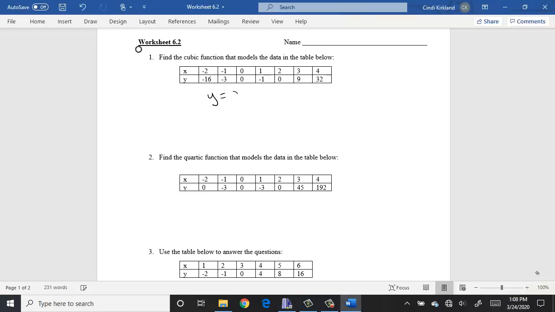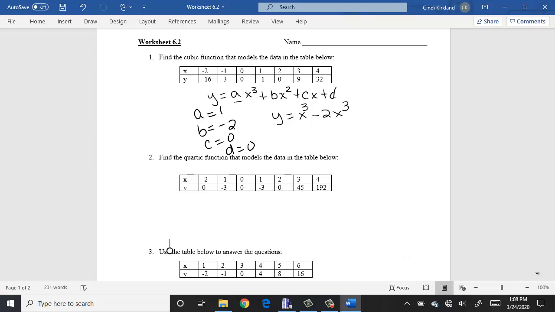So we have y equals ax to the third plus bx squared plus cx plus d, where a was 1, b was -2, c was 0, and d is 0. So y equals, we're not going to put the 1 in front of the x cubed because it's understood, minus 2x squared. And then if I put 0 in for c, 0 times x would be 0, so I wouldn't put that term either. And since d is 0, I'm not going to write plus 0. So the answer to number 1 will be y equals x cubed minus 2x squared.